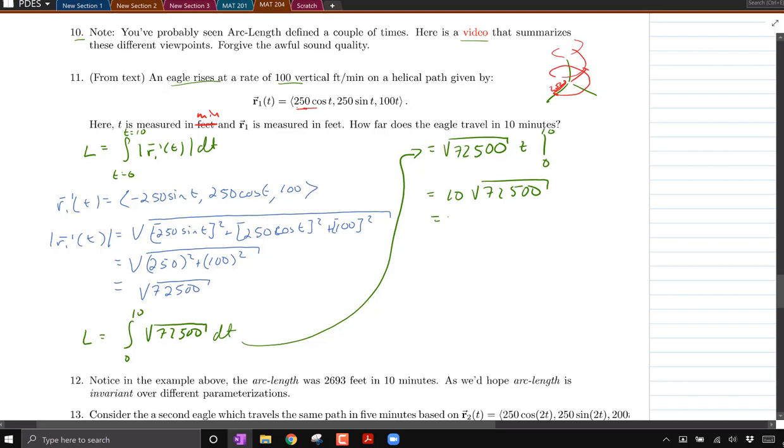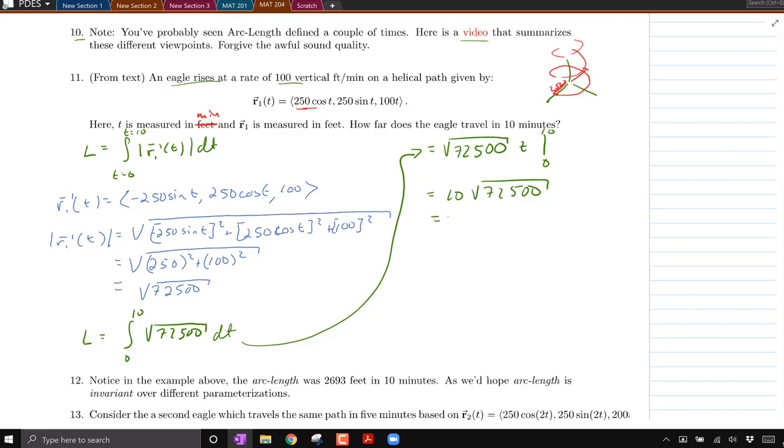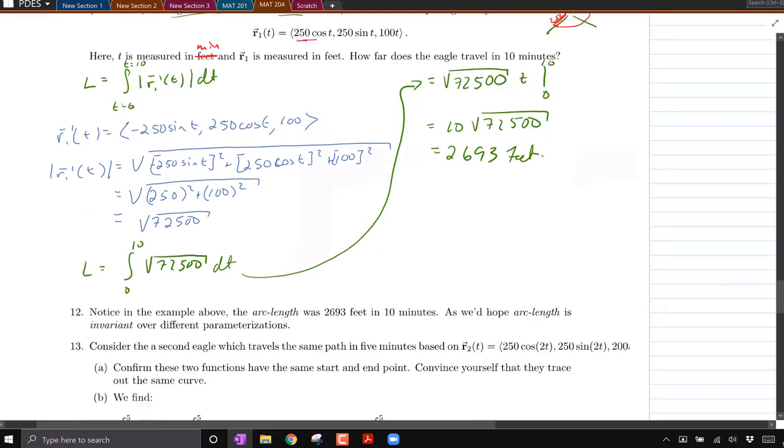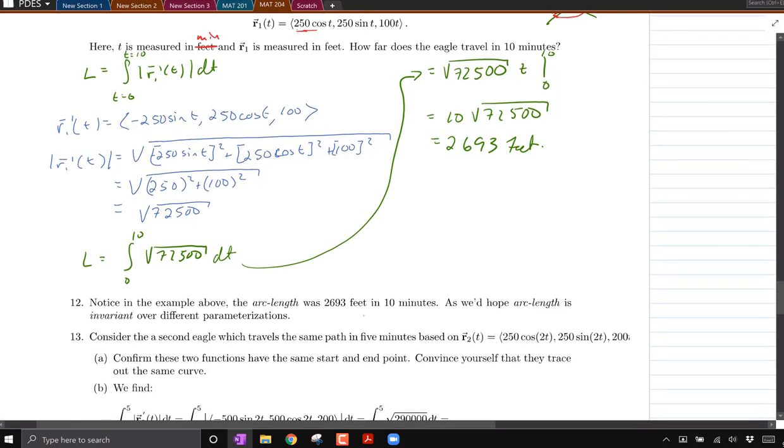And if we crunch that, what do we get, folks? Let's get a decimal approximation on that. Rounded to the nearest foot, I get 2,693 feet. Oh good, and that's what I listed down there below.